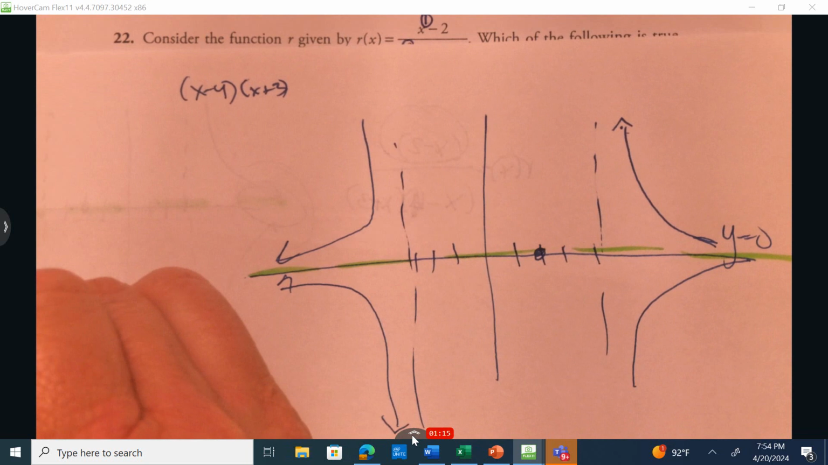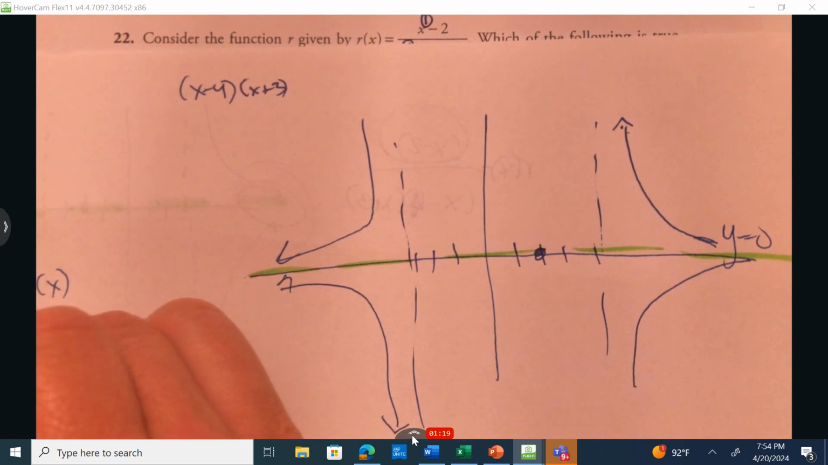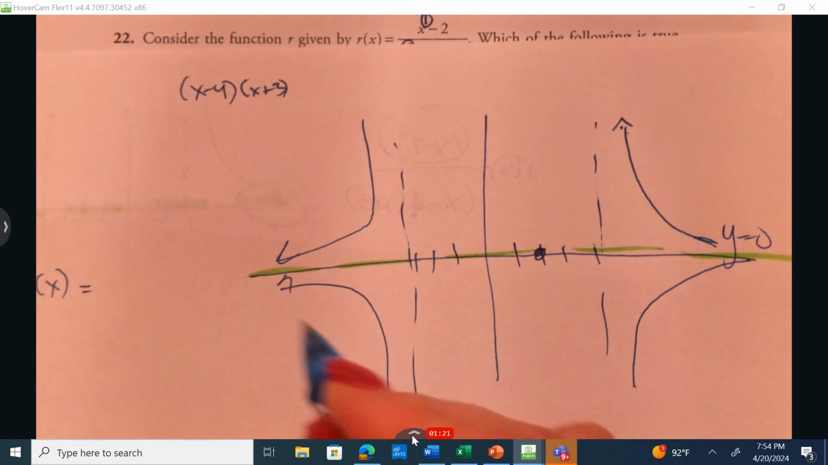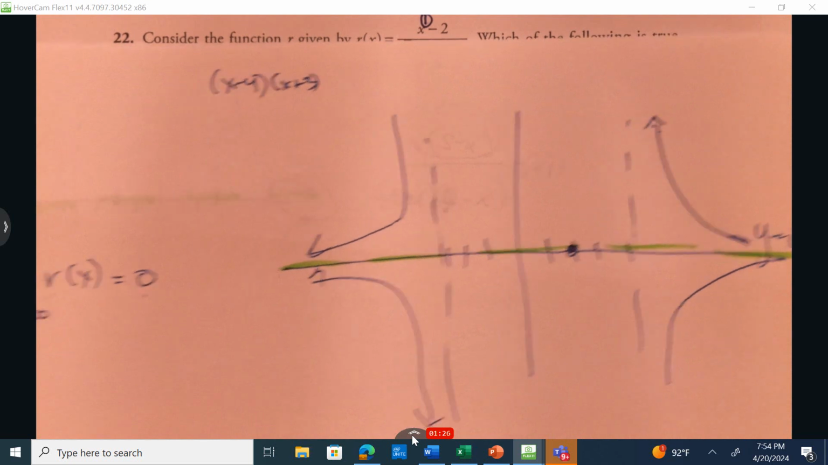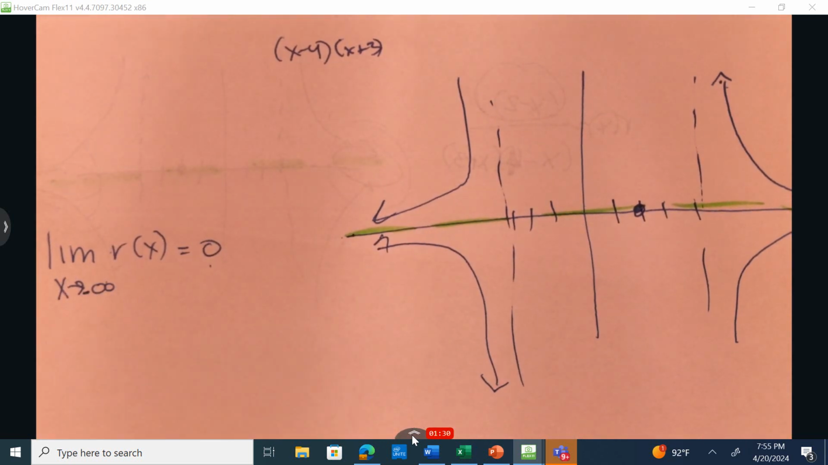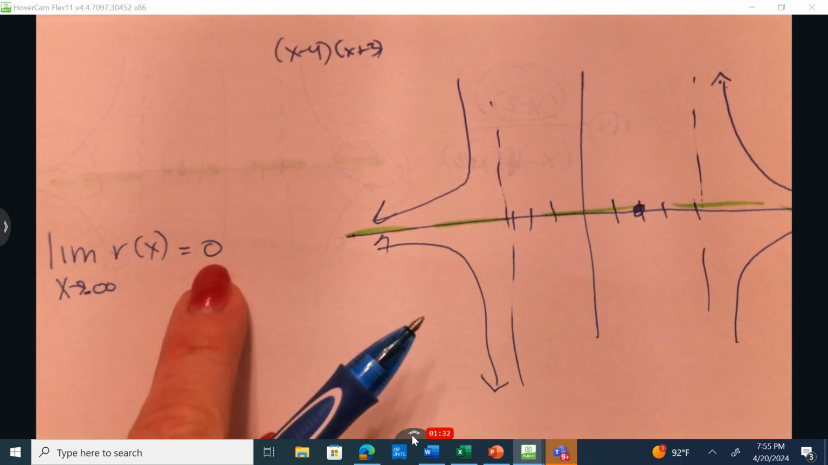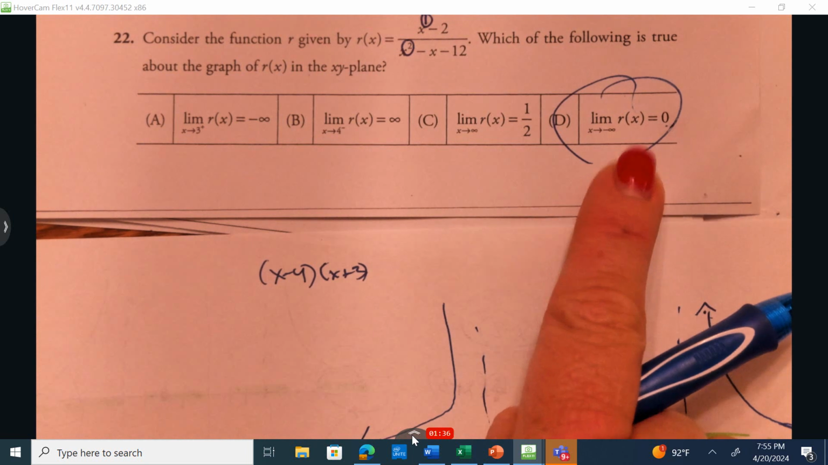So how can we write that? As the limit of this function r of x, as x approaches positive infinity, we are approaching a value of 0 because that is the value of the horizontal asymptote. Or we could say, as the limit of r of x as x approaches negative infinity, which is down over here, it also is approaching the horizontal asymptote of 0. And we can find that selection in option D.